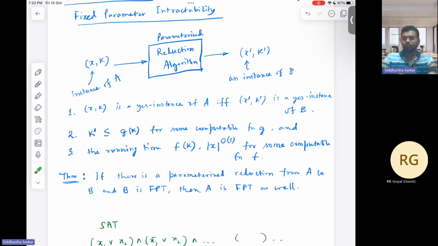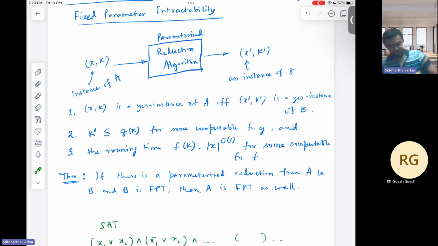Complexity of k dash, you mean? k dash is supposed to be small. After the reduction, k dash is not supposed to be exponential. It's supposed to be smaller than some computable function of k. So it should not be unbounded. Okay, fine.